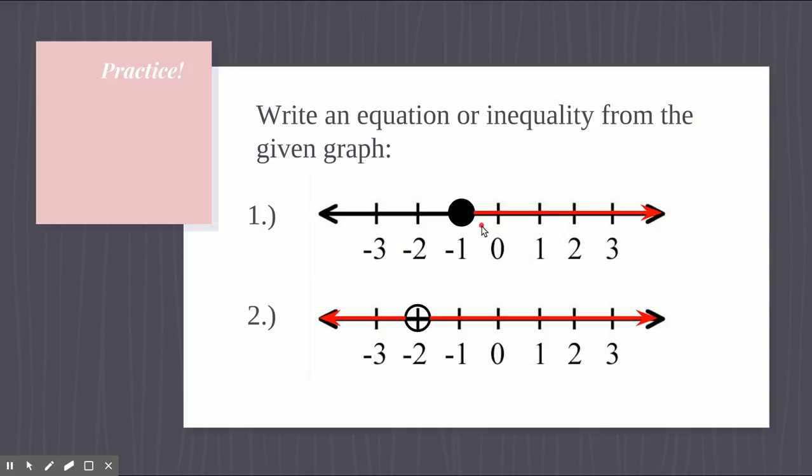All right, so take a second and try to write an equation or an inequality from the given graphs below.